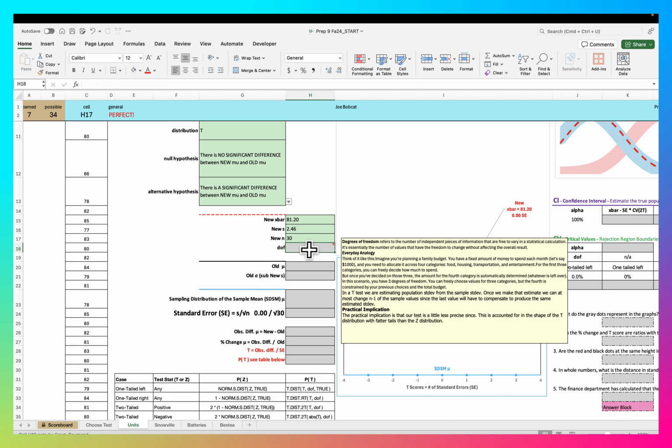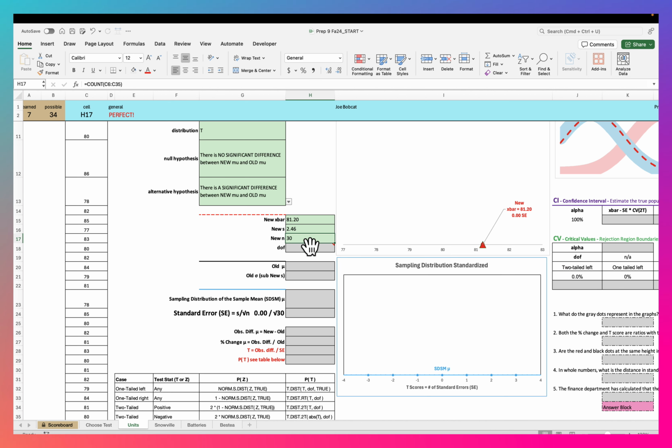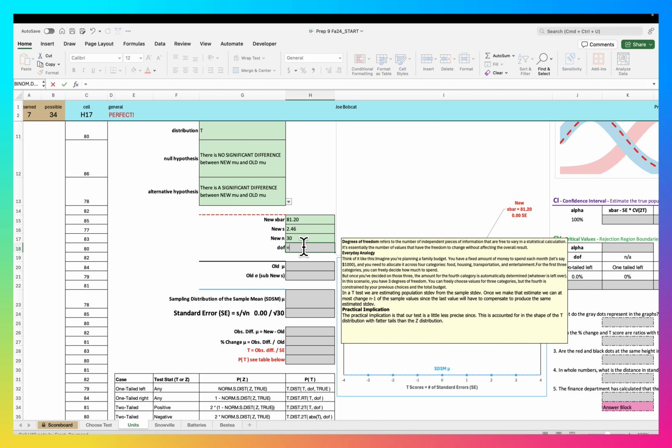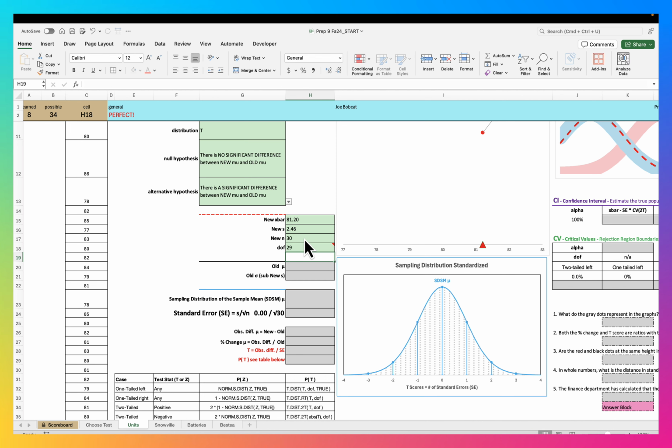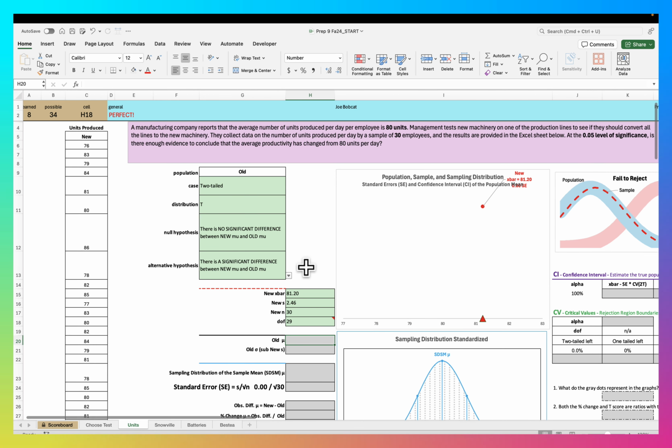Okay, so degrees of freedom here are going to be n, so we'll put equals n, and it's going to be -1. We lose a degree of freedom. All right, the old mu given in the problem is 80, and the old standard deviation is not given in the problem at all. We don't have it, so we have to substitute the sample standard deviation, which is this one.